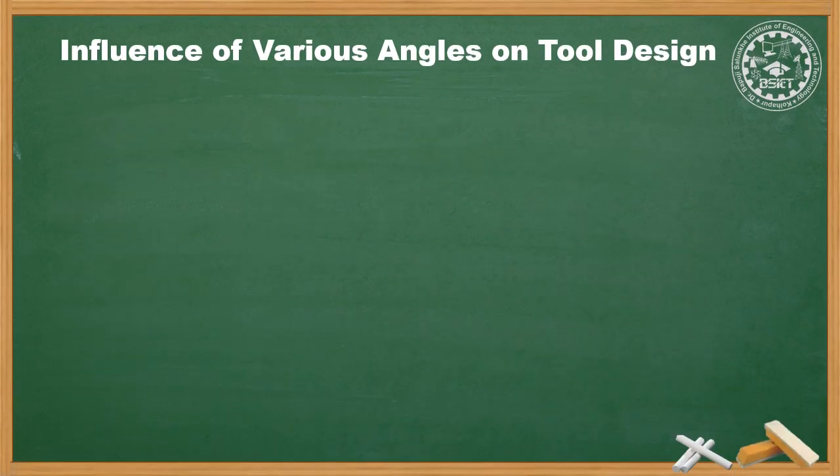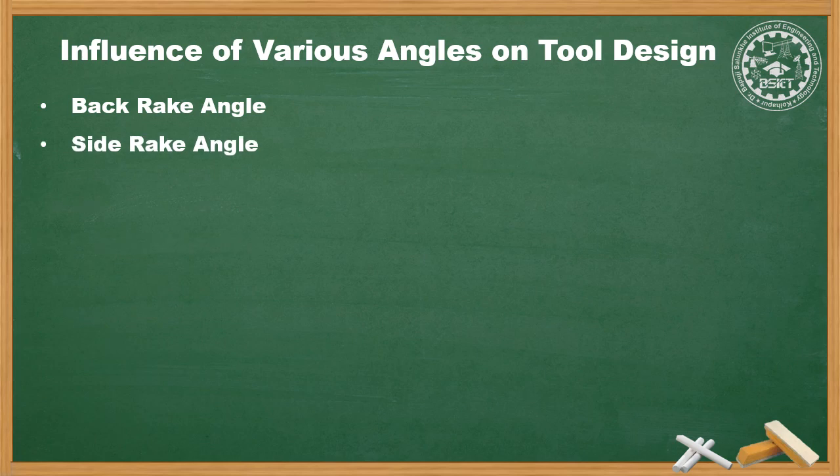Next part is influence of various angles on tool design. Number 1, back rake angle. The rake angle of single point cutting tool is useful for determining the direction of chip flow across the face of tool. That is, this angle is responsible for the determination of chip flow. Second is side rake angle. Side rake angle is angle that is used to avoid rubbing action between the tool and the workpiece. Side rake angle should always be positive.